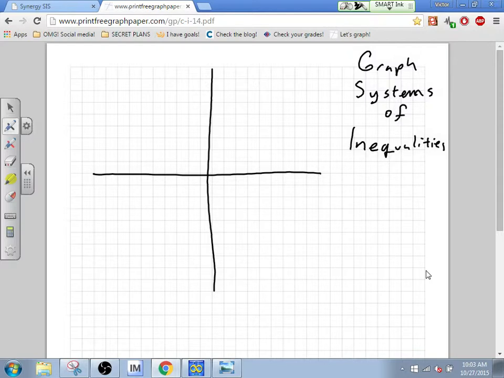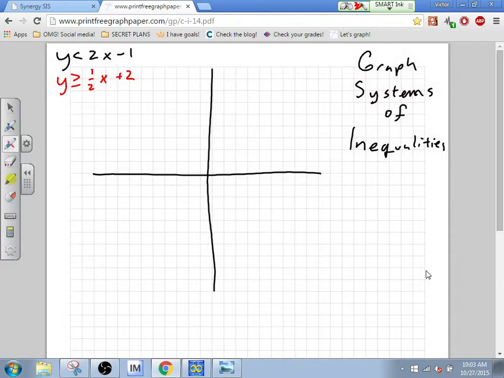We know how to graph systems. We've done graphing systems before: find where they cross. We've graphed inequalities before: we've drawn a line and we shade it. But what happens when we have two lines that we want to shade? So what if I had y is less than 2x minus 1? And then what if I had a second line, y is greater than or equal to 1/2 x plus 2.